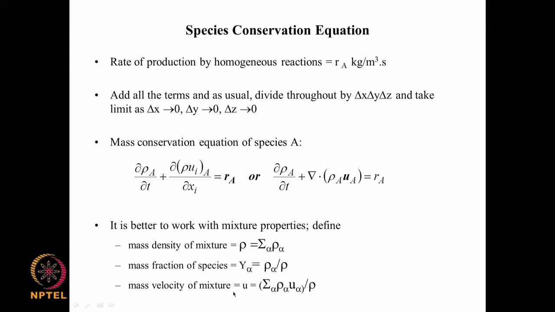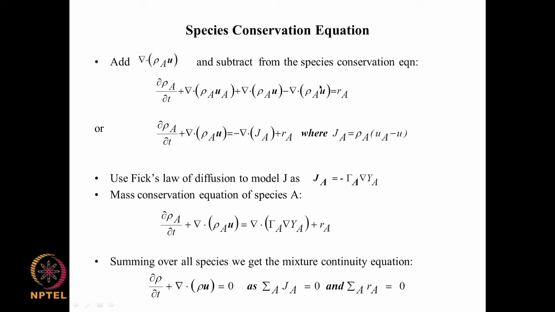Similarly, the mass velocity of the mixture, which we are calling u here without any subscript, whereas here we have a subscript alpha. So without any subscript we can define this as the sum over all species of rho alpha u alpha divided by the mass density, which will give us the mass velocity. So rho times u is the total flow rate flux of that particular mixture, and that is equal to the sum of the individual fluxes. So there is nothing complicated about it, these are pretty obvious definitions.